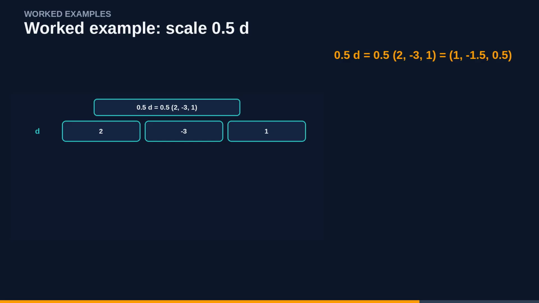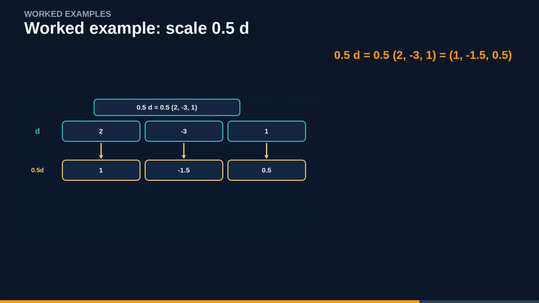Scale the planned nudge D at 2, minus 3, 1 by 1/2, the careful half step the operator asked for. Multiply every slot by 1/2. 2 times 1/2 is 1. Minus 3 times 1/2 is minus 1.5. 1 times 1/2 is 1/2. 1/2 D is 1, minus 1.5, 1/2. The trap: scaling only the first slot, or adding before scaling, both miss the careful half step.